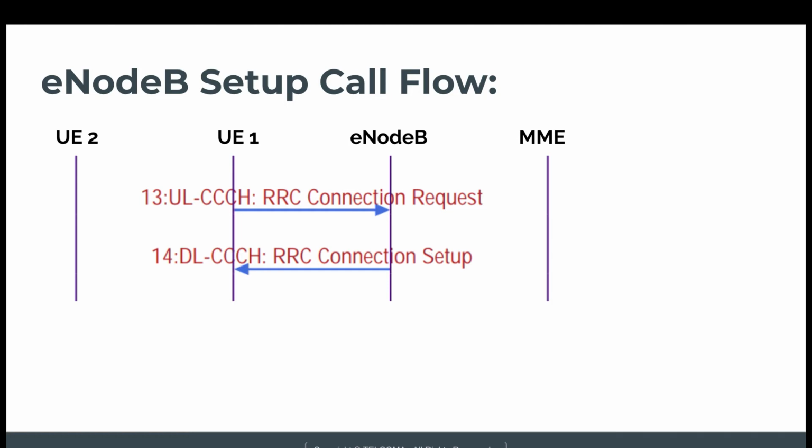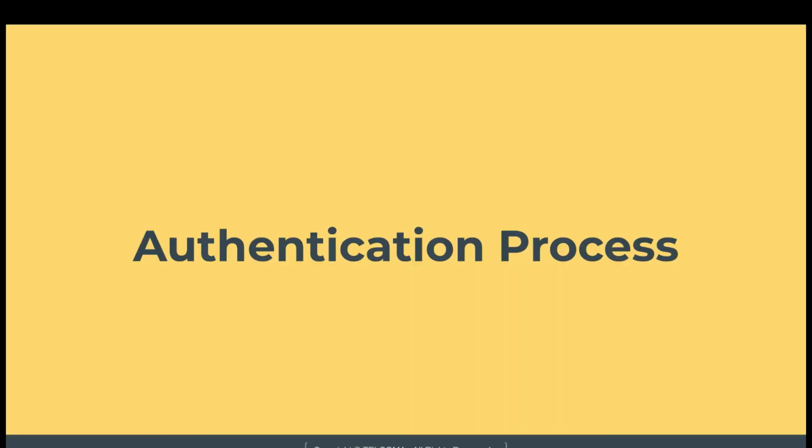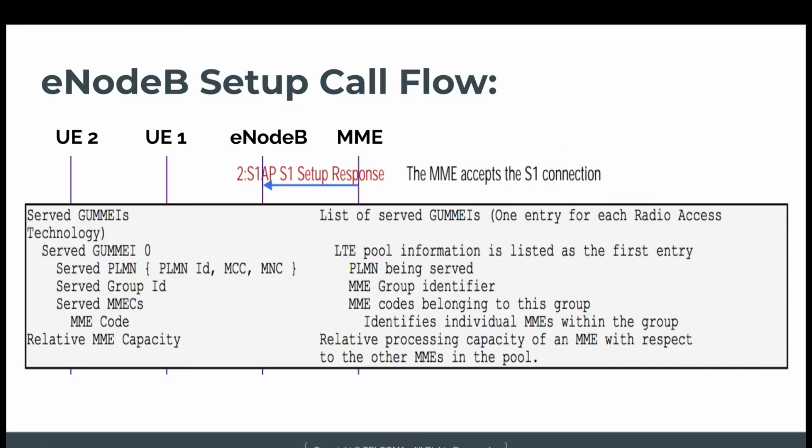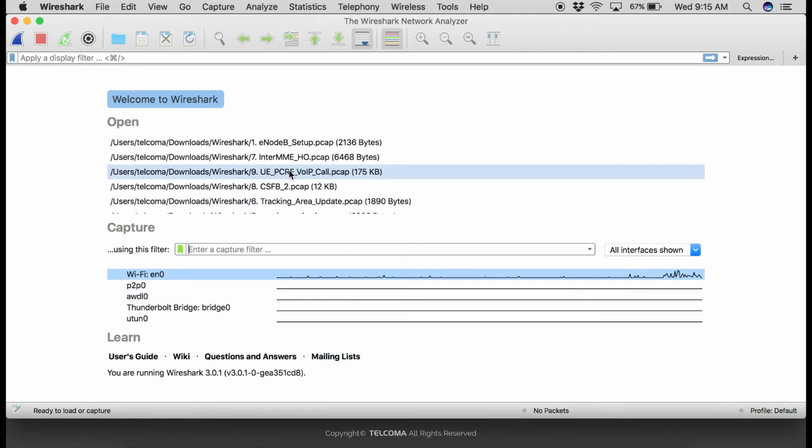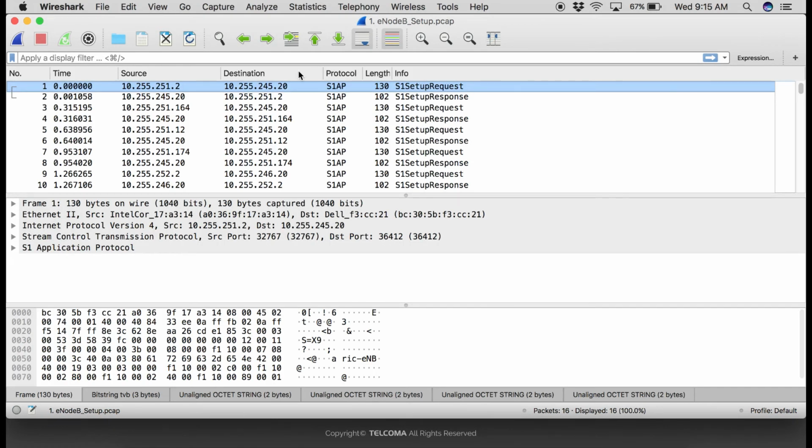So let's discuss the trace files. Here I am opening the pre-recorded file of the eNodeB setup. You can see that I am opening eNodeB setup.pcap. pcap is the format of the Wireshark files. As I click here, it will start to open. Here this is the main window of Wireshark.